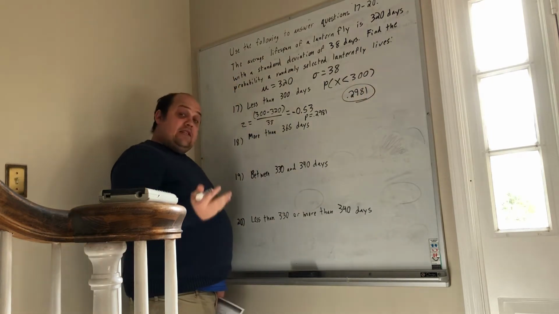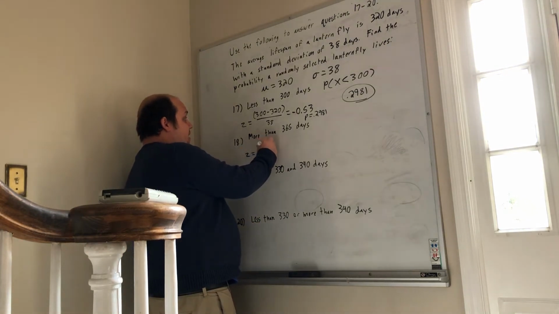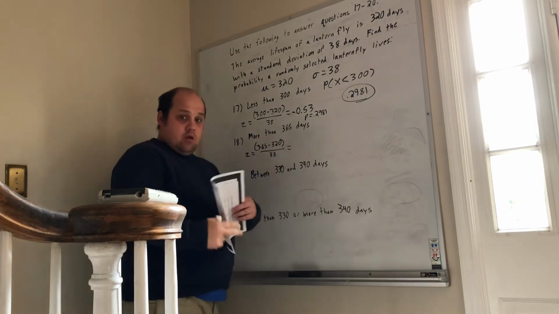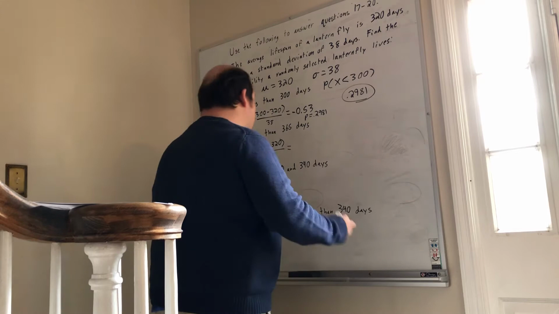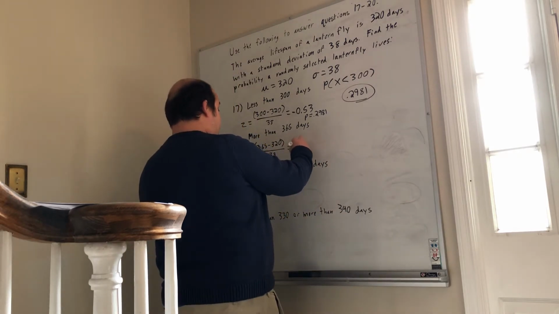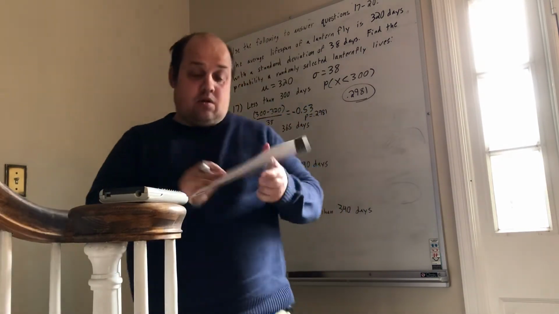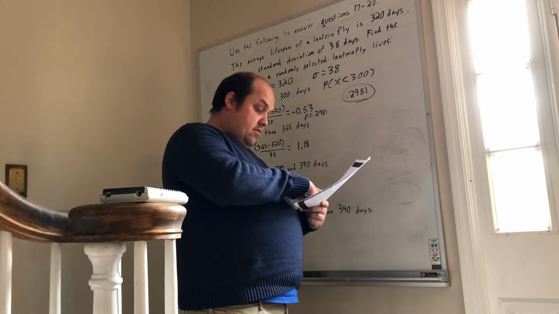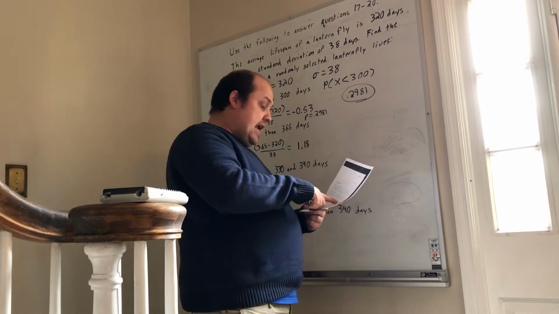For number 18, it asks more than 365 days. So again, I set up my z-score, 365 minus 320 divided by 38. When I put this into my calculator, my z-score is 1.184. Since it's a 4, I can drop and just get 1.18. I make sure I'm on the positive side of my table. When I look for 1.18, I get a p-value of 0.8810.